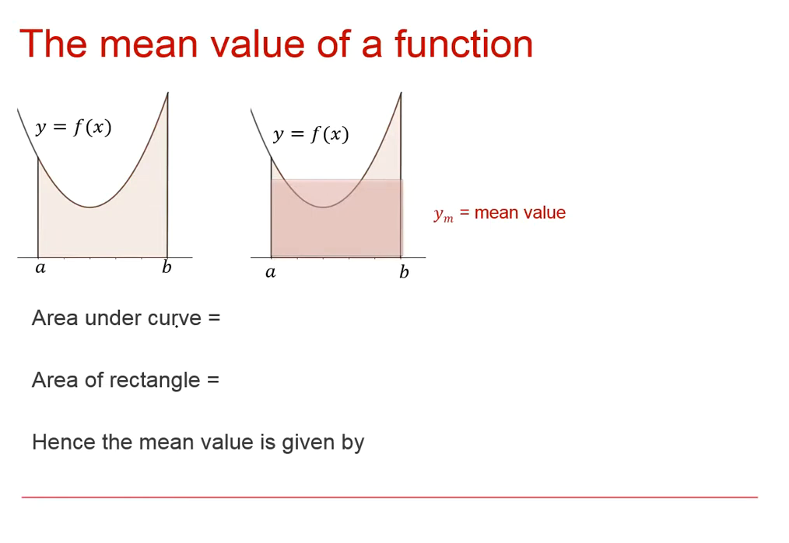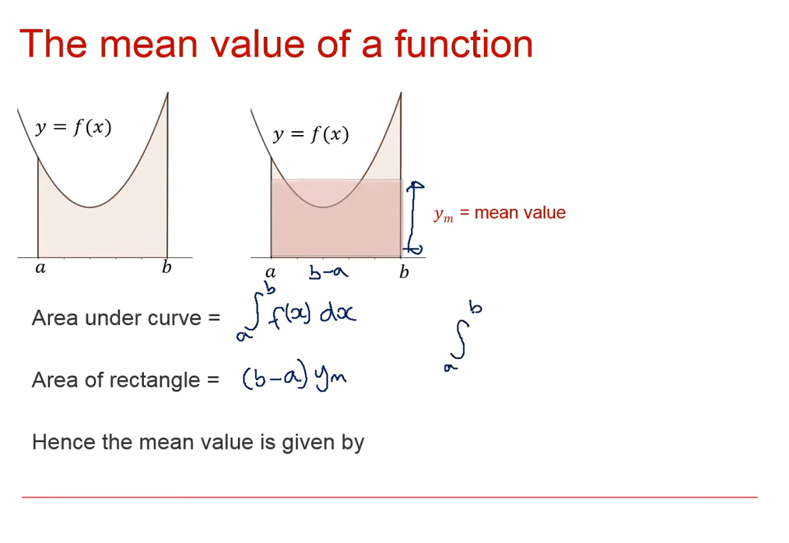So if we have a look, we can see how to calculate that. We know that the area under the curve is the integral between a and b of the function of x with respect to x. And we know that the area of this rectangle, the height is ym, and the width is going to be b minus a. So the area of the rectangle is b minus a times ym. These two things are set to be equal.